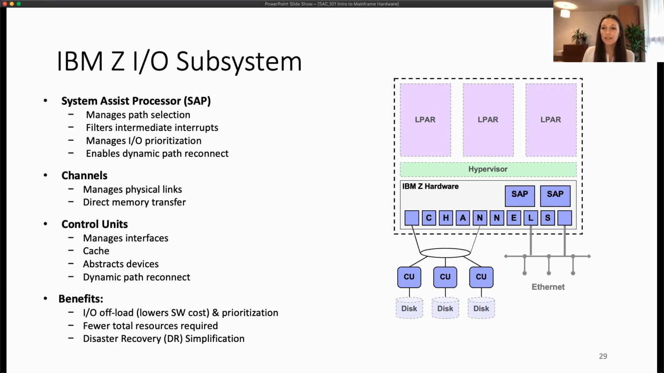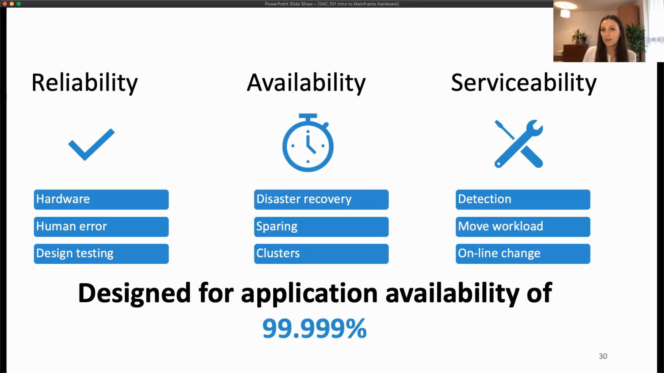So I said earlier that System Z, or IBM Z, the Z stands for zero downtime. And we mentioned at the beginning that organizations are using mainframes for their really critical applications. So this is where the concept of RAS comes in. RAS stands for reliability, availability, serviceability. Yeah, those three things.